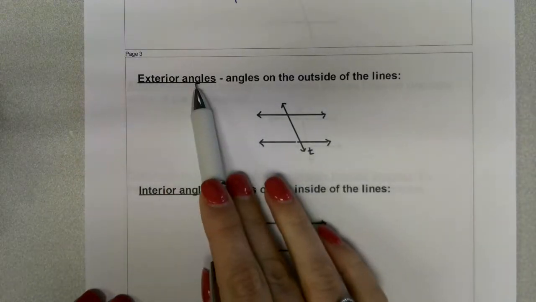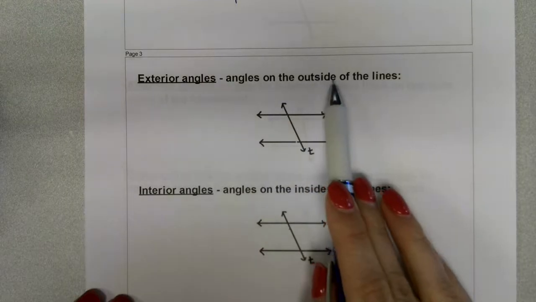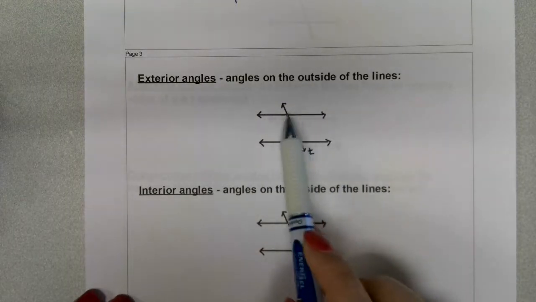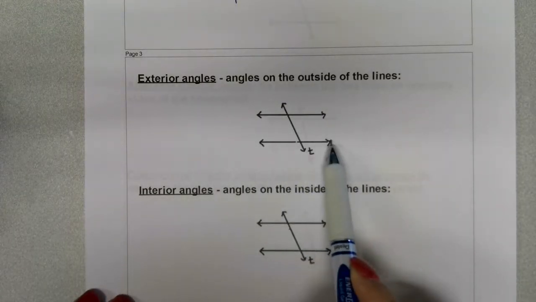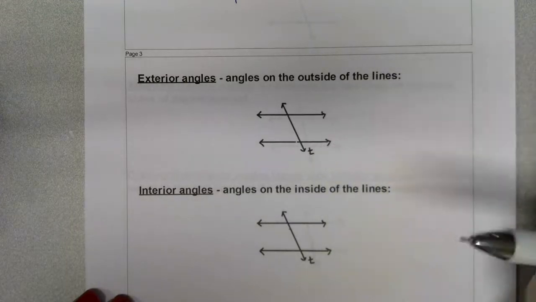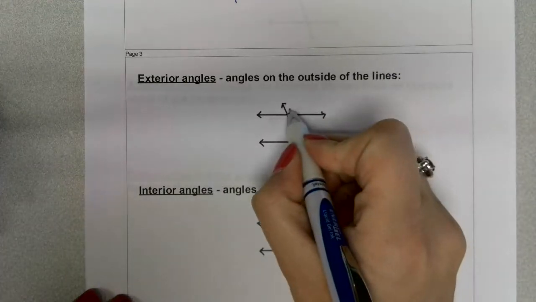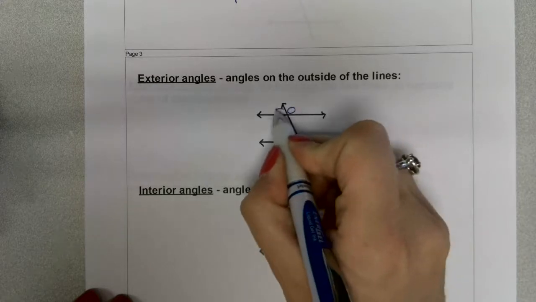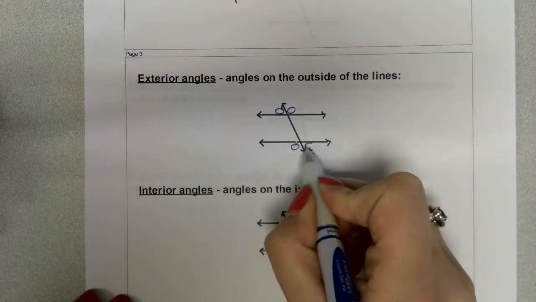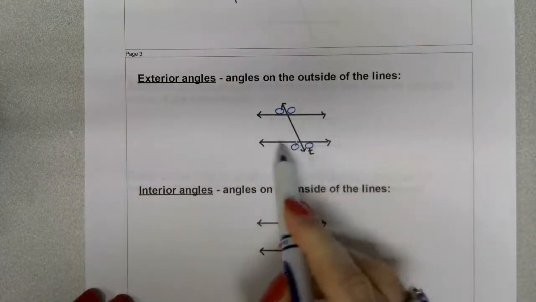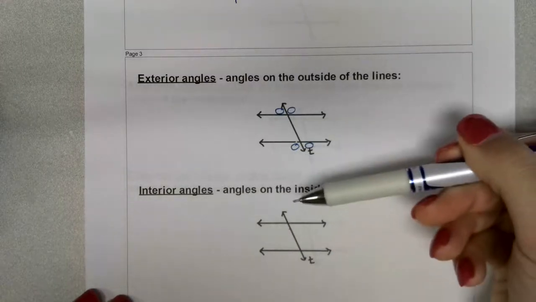So exterior angles, those are angles on the outside of the lines, okay? So here are our two lines that we're looking at. We've got this transversal here. The exterior angles are going to be here, here, here, and here. Okay, so if we're thinking about railroad tracks, those are on the outside of the tracks, right?